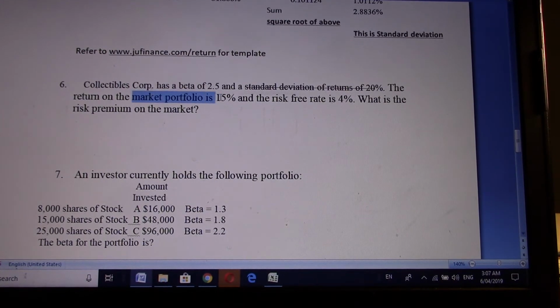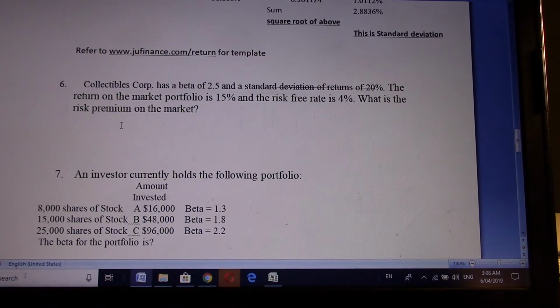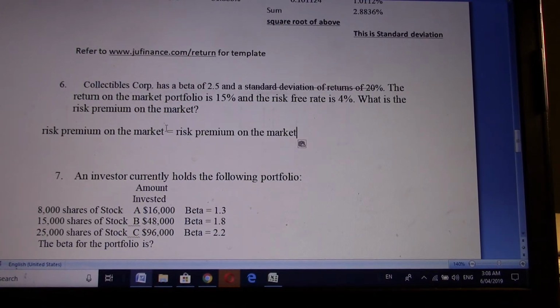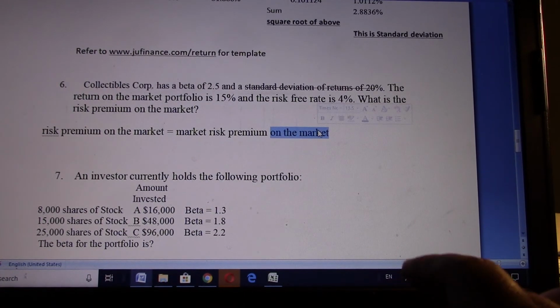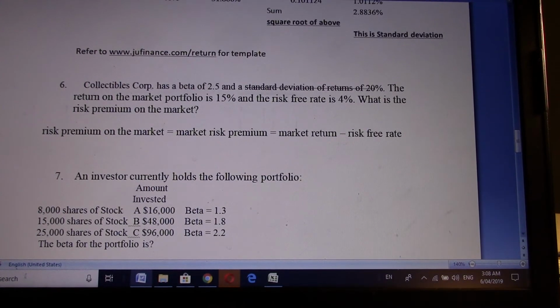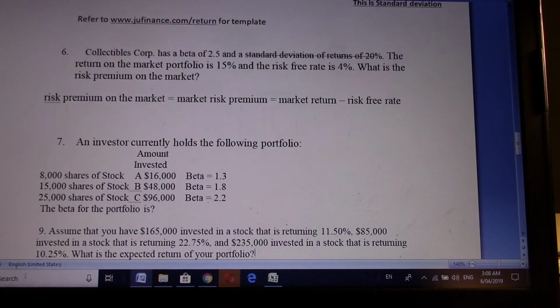And the market portfolio return is just the market return. The risk-free rate is 4%. How much is the risk premium on the market? The risk premium on the market is sometimes also called the market risk premium. The equation for this is just the difference between the market return and the risk-free rate. So it should be 11% minus 4%.